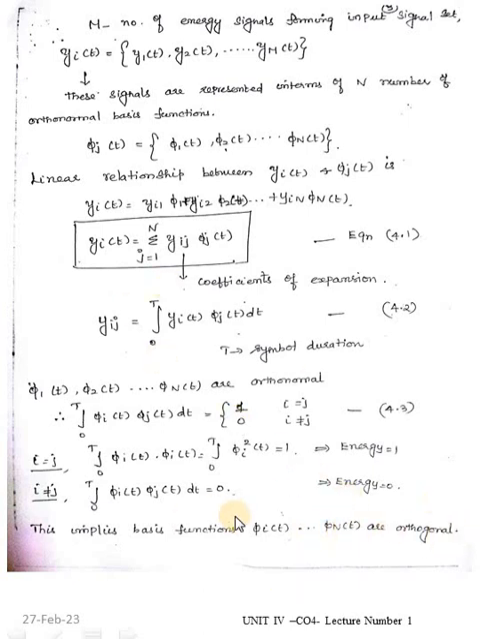So we can conclude that y of t is equal to summation j equals 1 to n of yij pi j of t. If they are orthonormal, the two possibilities are obtained: 1 for i equal to j and 0 for i not equal to j.